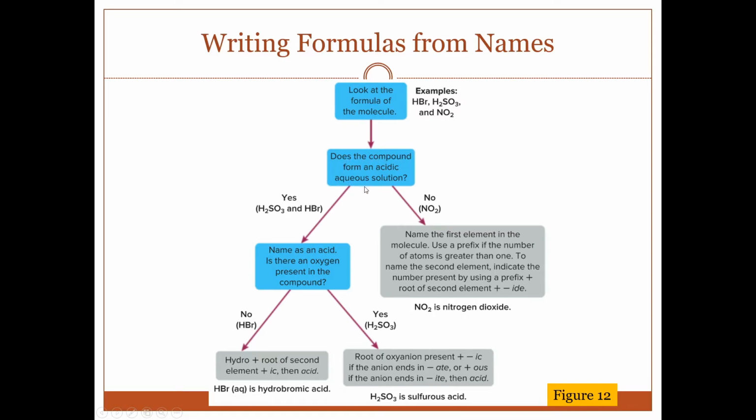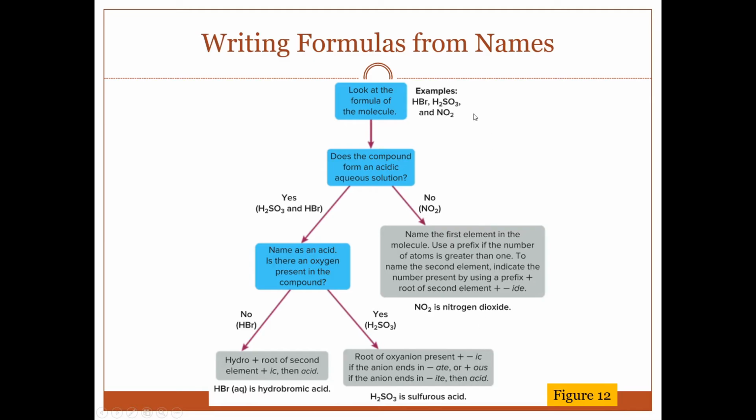So does it have hydrogen in it? Yes. So is there an oxygen present in the compound? Also yes. So we're going to have the root of the oxyanion present. Then we're going to have ic if it ends in ate, or us if it ends in ite. Then we'll have the word acid.